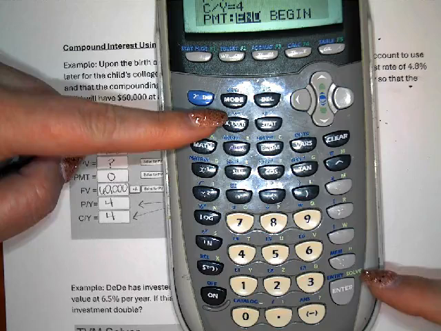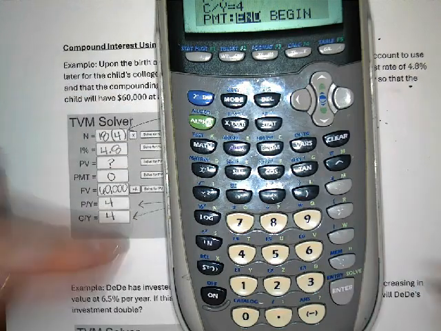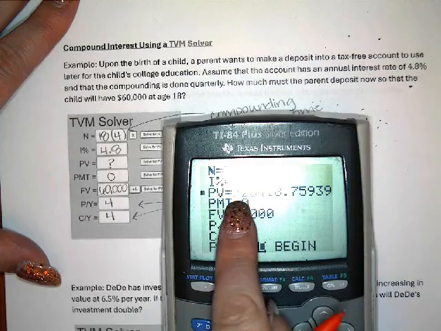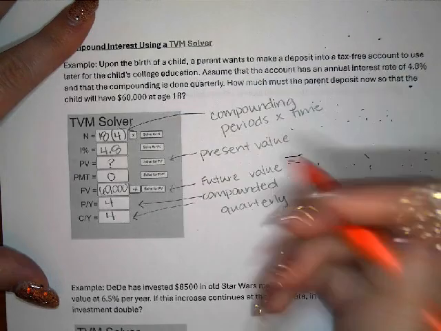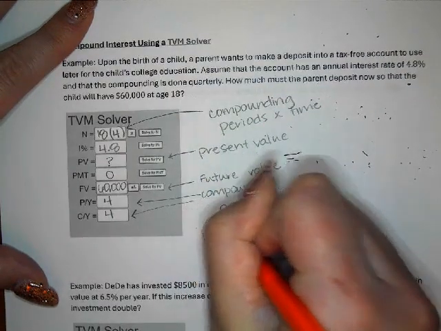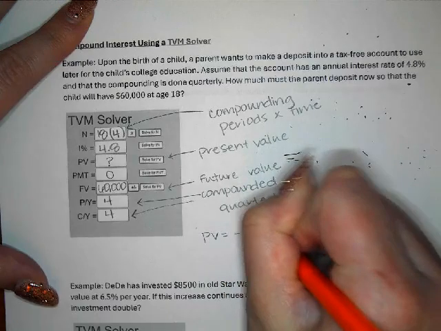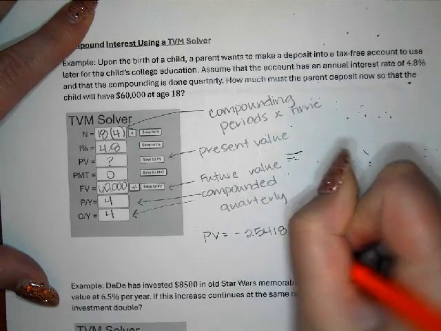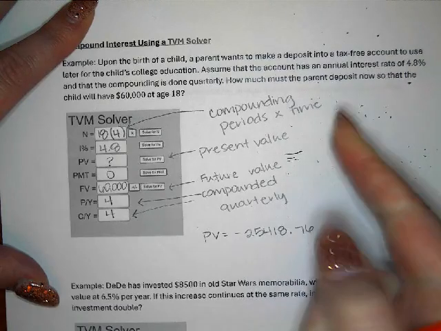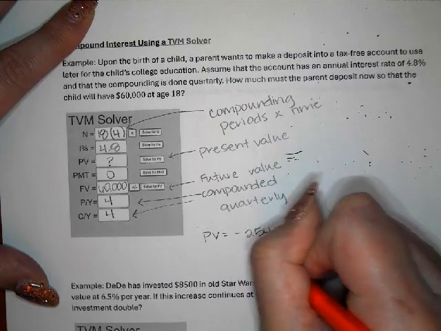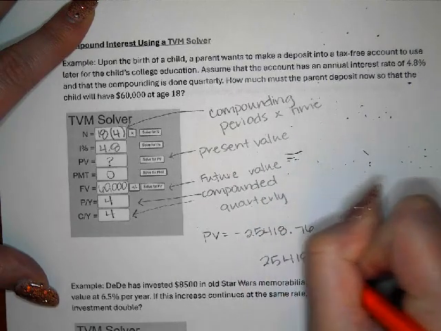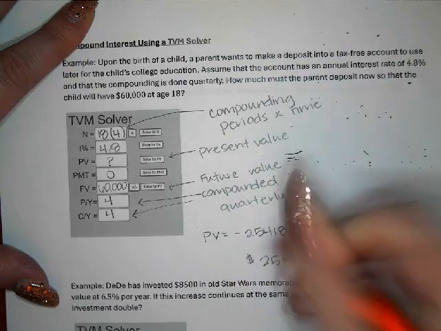and it's going to solve that for me. And it gives it to me in negative values, meaning that's money that I'm going to have to pay right now. It's not money that's going to come to me. It's money that I'm going to have to pay right now. So negative 25,418.76, and this means how much should a parent deposit now so that the child will have $60,000 at the age of 18. The parent should deposit $25,418.76, and if they deposit that amount of money now, then in 18 years that child will have $60,000 for college.